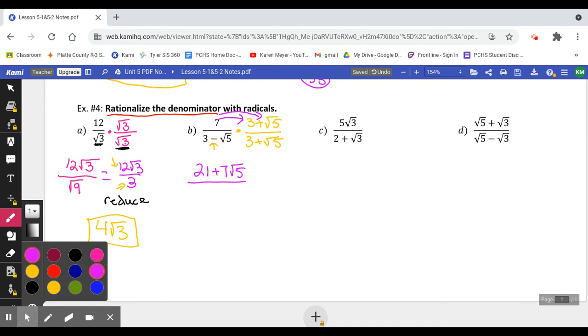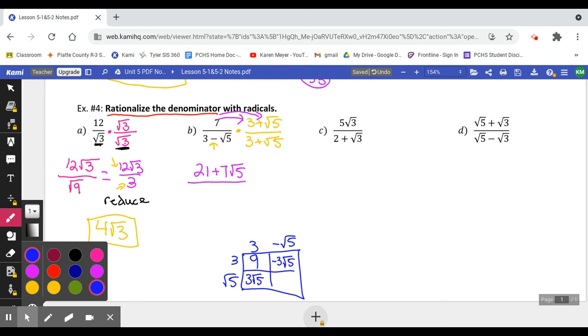Now on the bottom, 2 items times 2 items. Well, I'm going to make a box. Okay, so here's my box. I'm going to put it way down here at the bottom. 3, negative square root of 5, 3, positive square root of 5. Okay, 3 times 3 is 9. 3 times negative square root of 5 is negative 3 square root of 5. 3 times square root of 5 is positive 3 square root of 5.